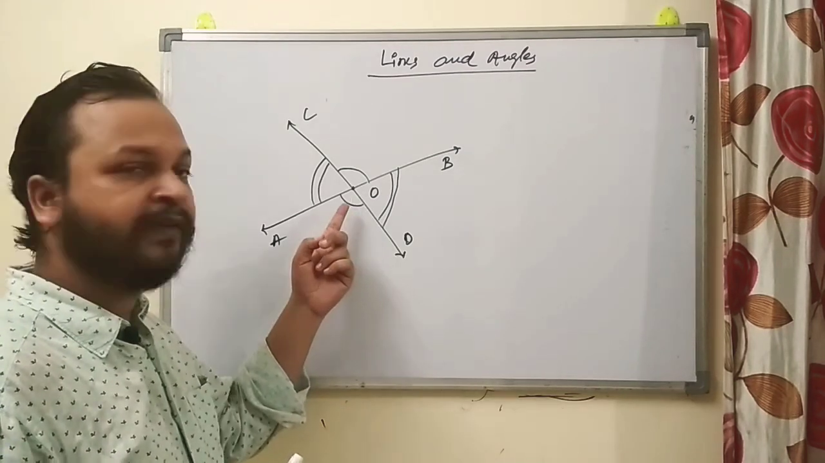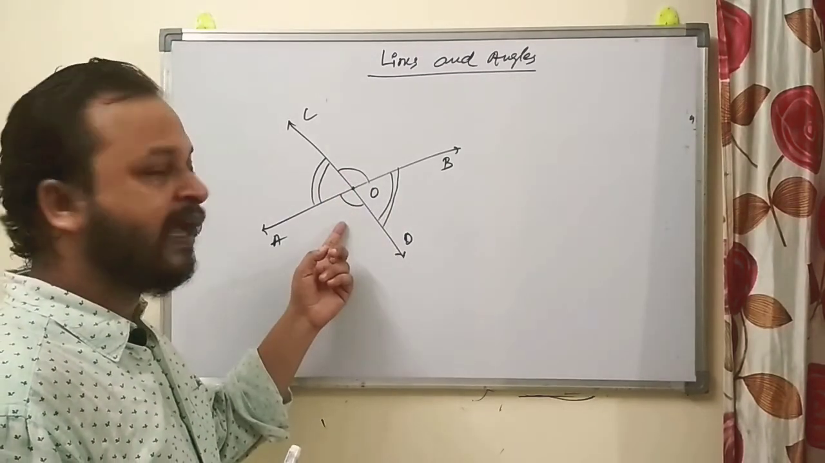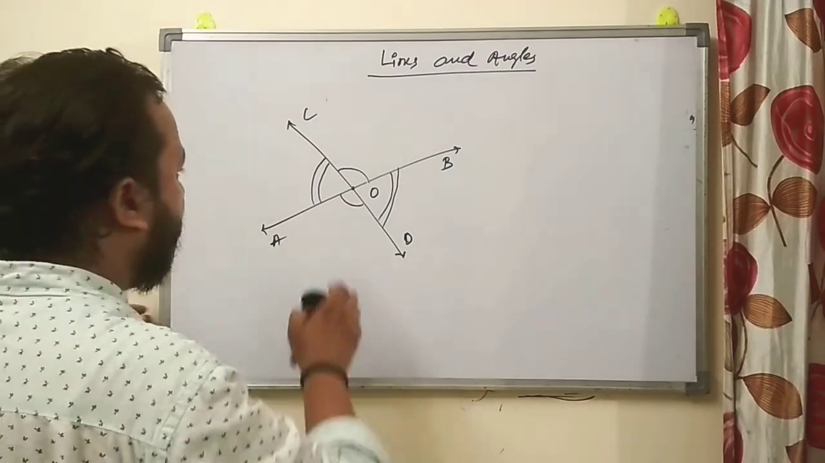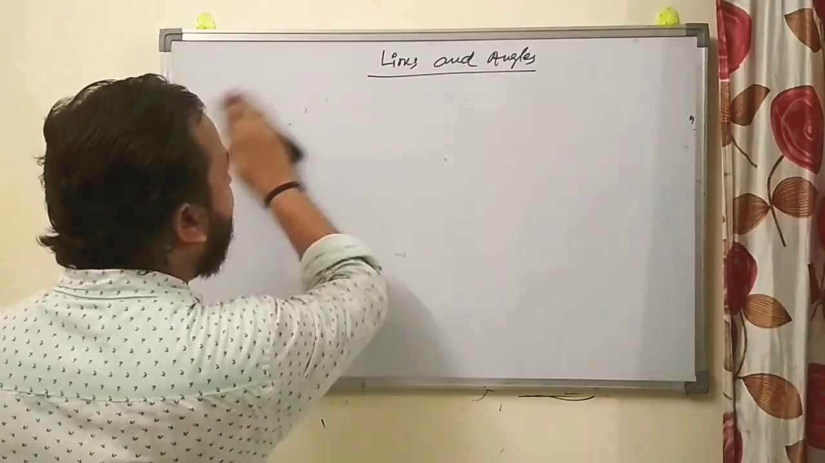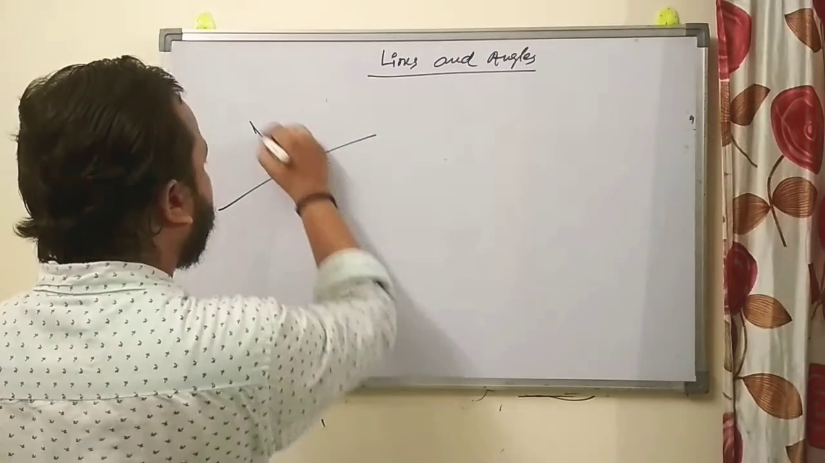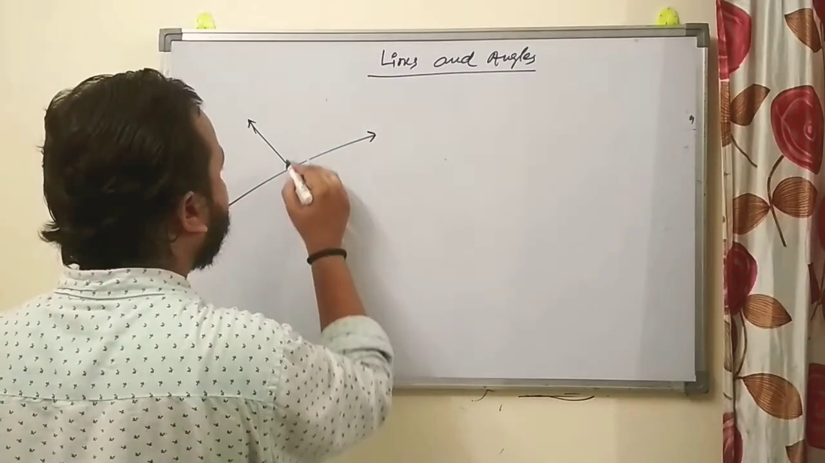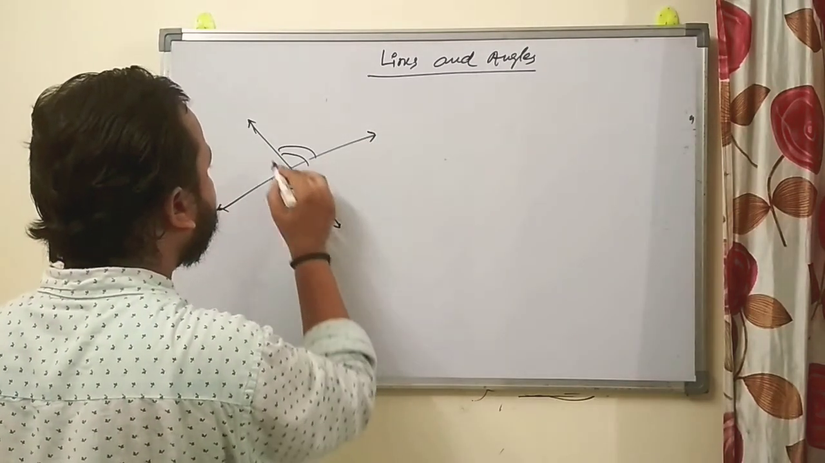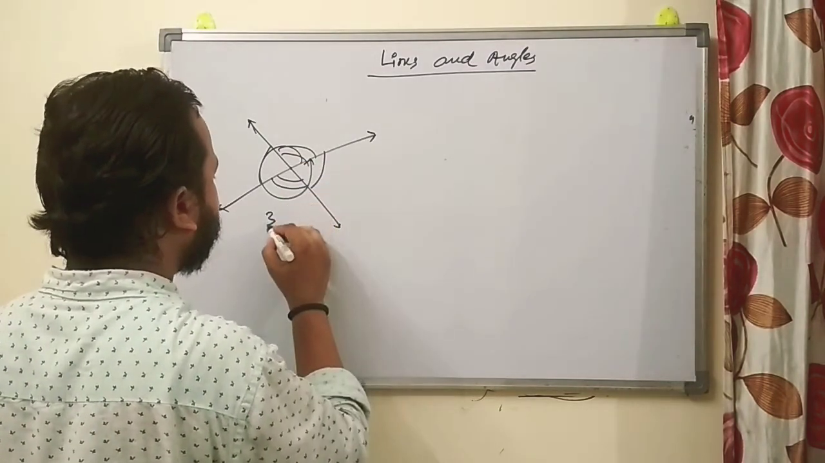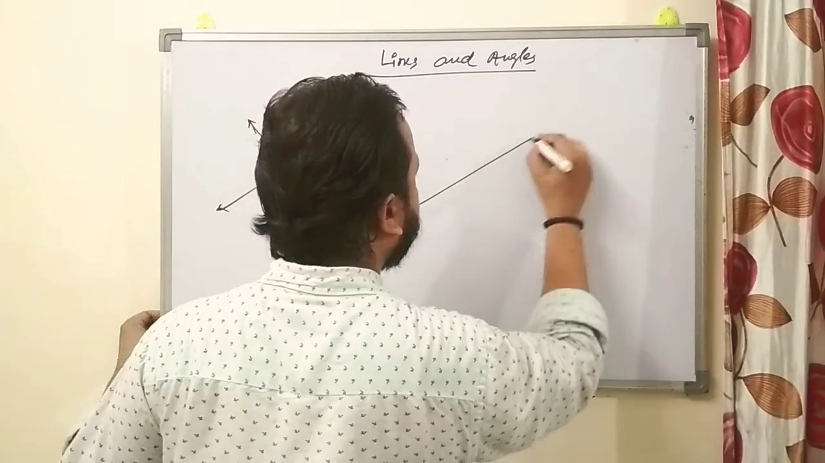So at that point where they intersect, vertically opposite angles are formed, right? And one last thing, it also makes an angle of 360 degrees right here. So if these are vertically opposite angles, right? They also make a 360 degree angle.